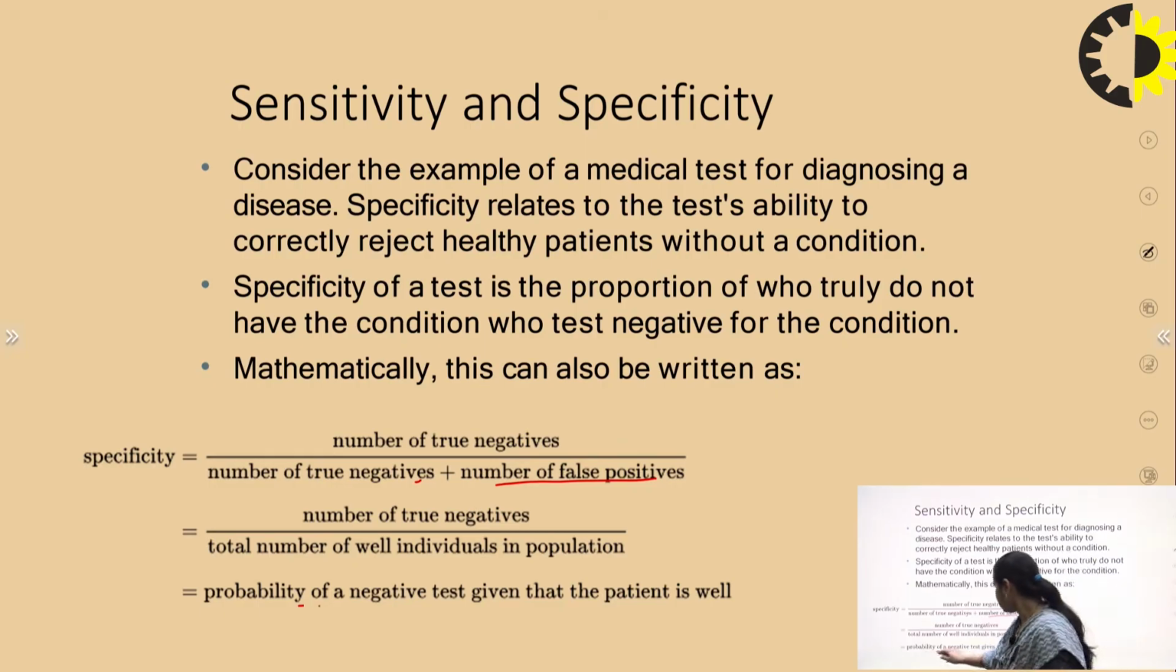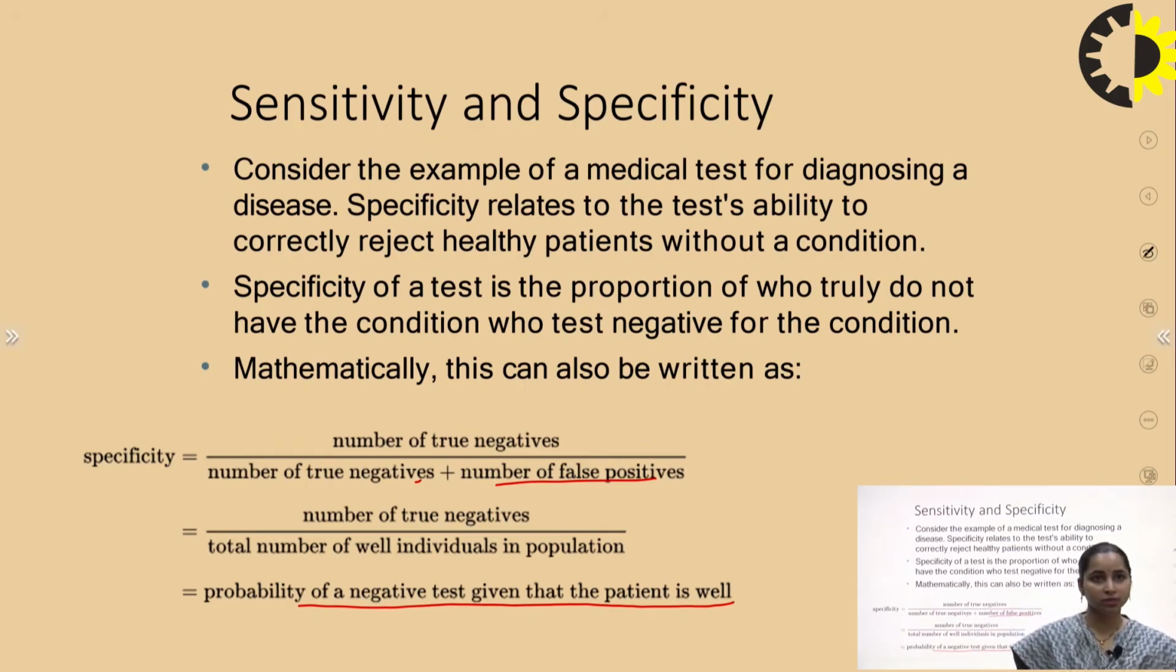Now consider the example of a medical test for diagnosing a disease. Specificity relates to the test's ability to correctly reject healthy patients without a condition. The specificity of a test is the proportion of people who truly do not have the condition who test negative for the condition. So, mathematically, it is the probability of a negative test given that the patient is well.